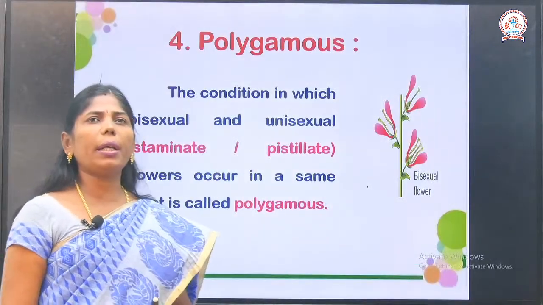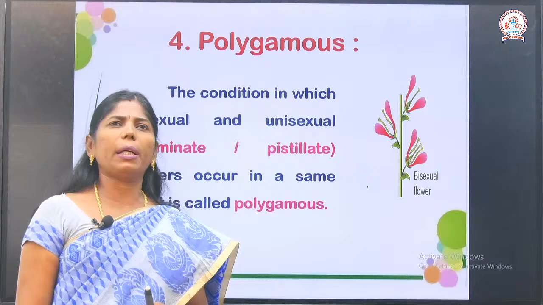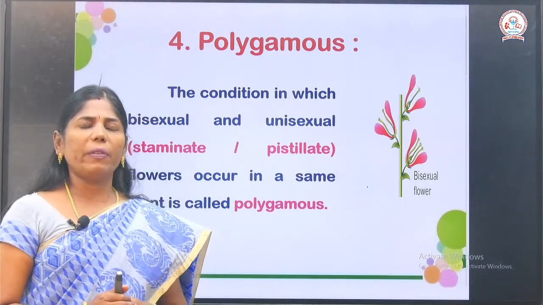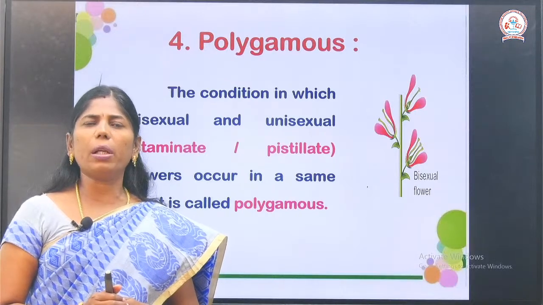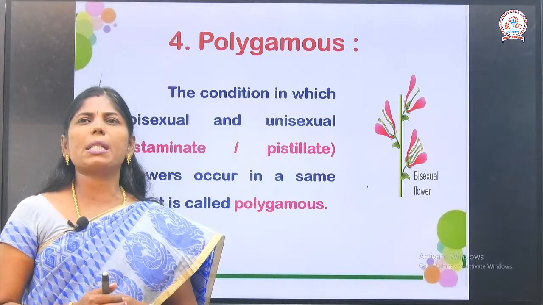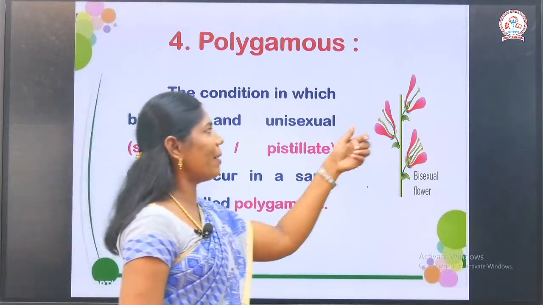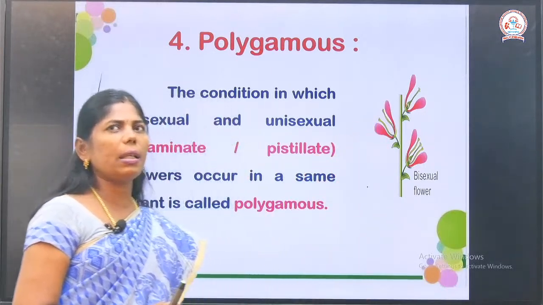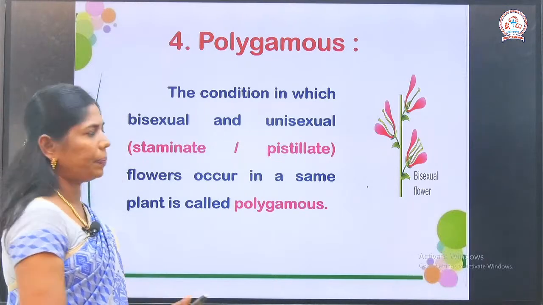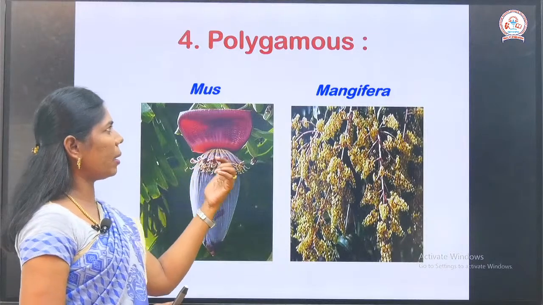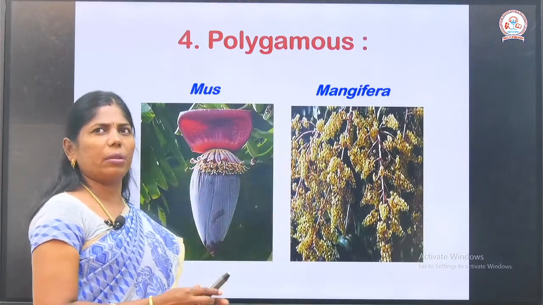Another one is polygamous. It is different. Polygamous means we can see three types of flowers in a plant: male or staminate flowers, female or pistillate flowers, and bisexual flowers. Three types of flowers in a single plant is considered the polygamous condition. Examples for polygamous are Musa paradisiaca and Mangifera.